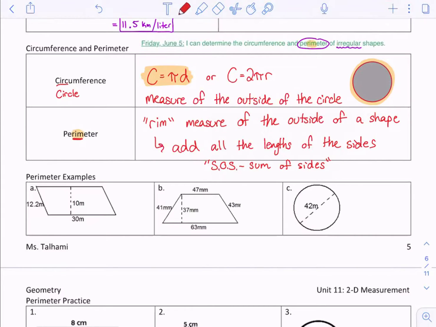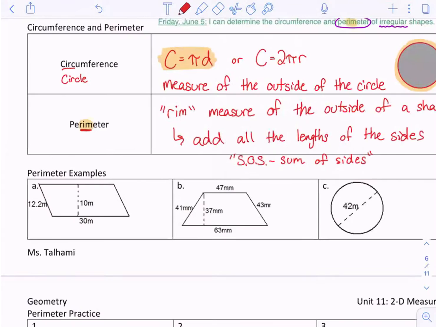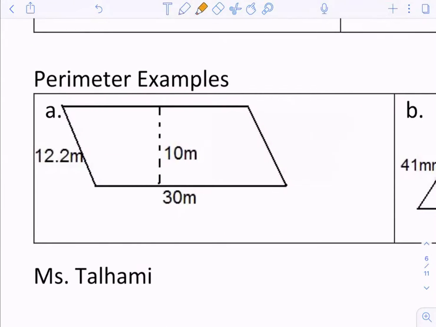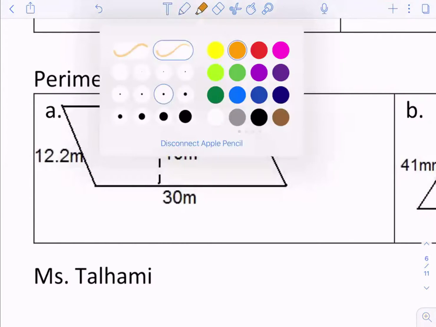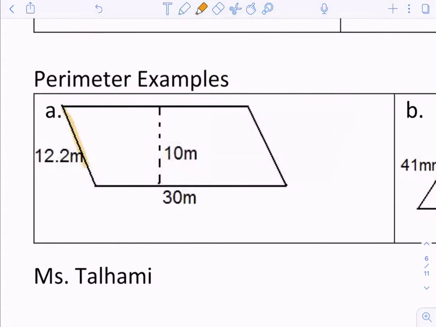So let's do a couple examples here, starting with this first example. If I want to find the perimeter, maybe it helps if I just highlight it first, so I know what sides I'm going to include. So that's the rim or the outside. What do you notice there that's extra they gave us we're not going to use? Well, I see that 10 is on the inside, and that's not part of the rim. So that's just extra information we don't need for this problem.